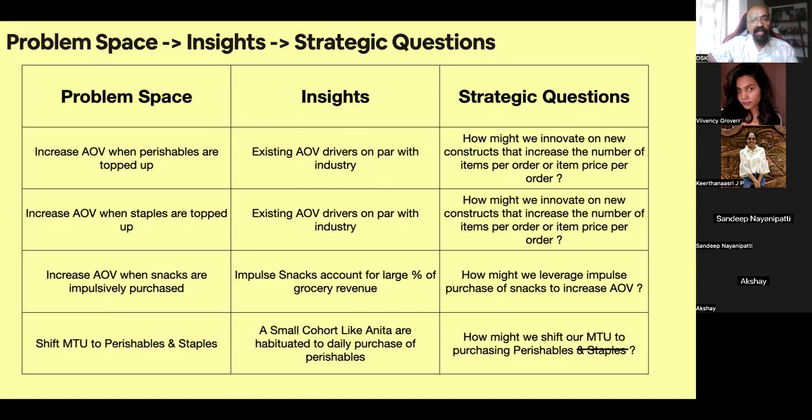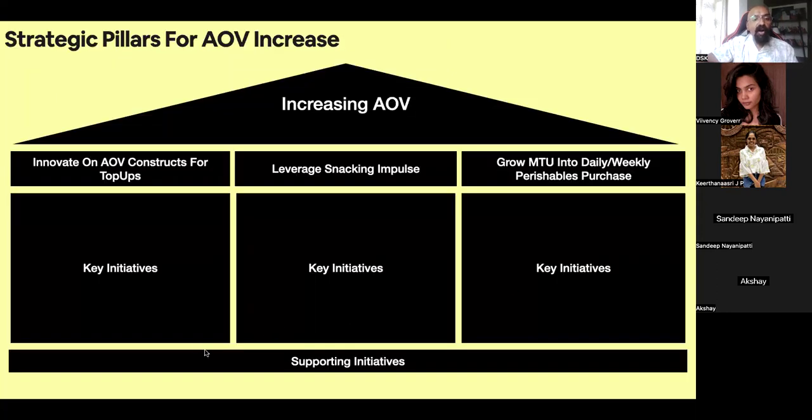So with that, we are now formulating our strategic pillars for increasing AOV. Vivensi, I hope this will now help give you a clearer picture. We are not focusing on only a set of items. We're saying that we have all of these opportunities to chase, and we're picking the top 3 that make sense to us. One, how do we innovate on AOV constructs for top-ups? Two, how do we leverage snacking impulse and introduce that at various points in the customer's journey or make it even top of mind for the customer? And three, how do we make our MTU grow into a daily, weekly perishable purchase behavior?